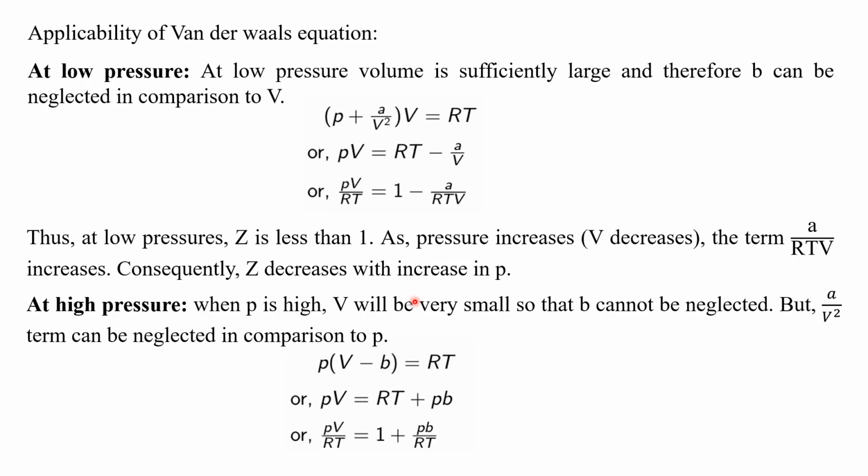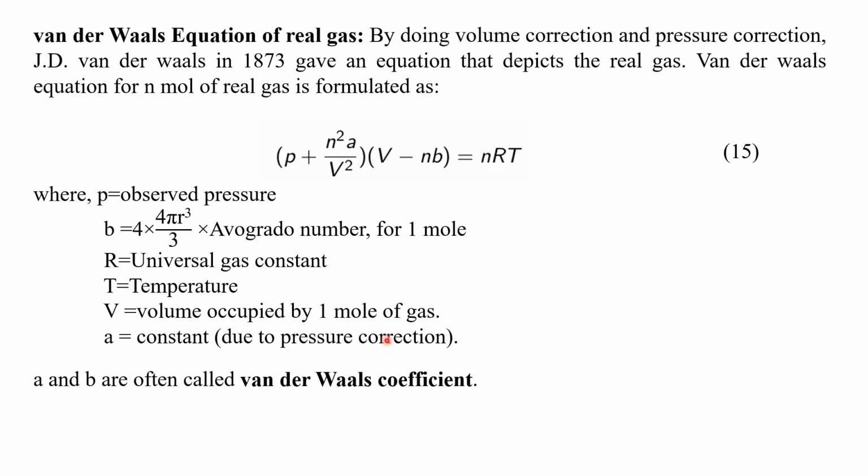Now at high pressure, P is high and V will be very small, so that b cannot be neglected, but the a by V squared term can be neglected in comparison to P. So this is the expression. Now we can neglect this term at higher pressure, because the value of P is much higher than this term, but at higher pressure volume is small, so we cannot neglect the nb term.